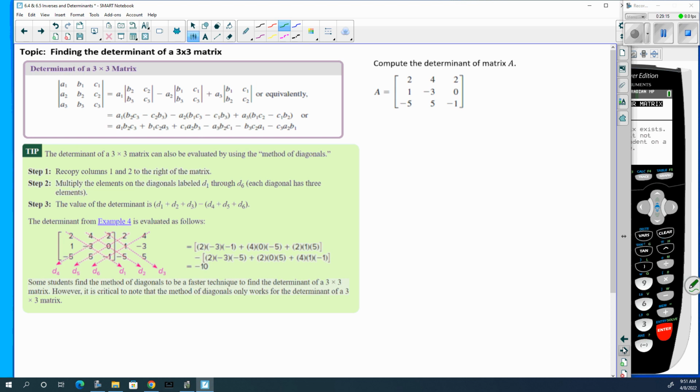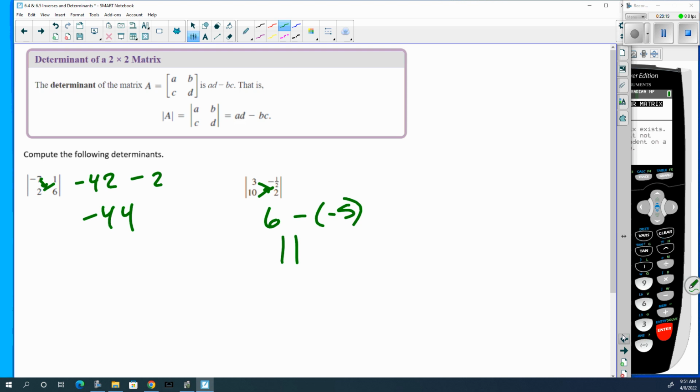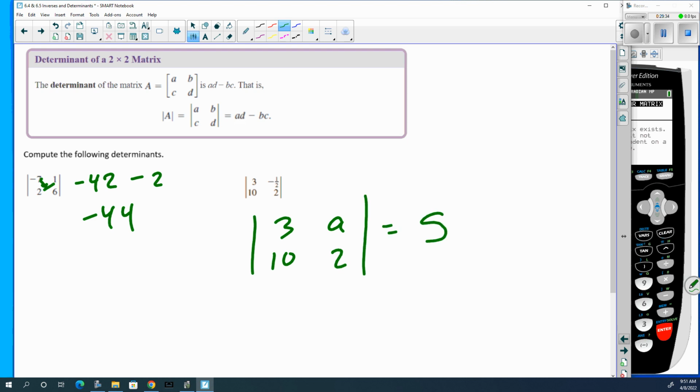If it's bigger than a 2, oh, and just let me go back one. You might not see any of these on your assignment, but sometimes on ACT tests, they might give you something like this with letters in it. So it might say 3, A, 10, and 2, and they might say this equals 5, and then they might say what's the value of A?